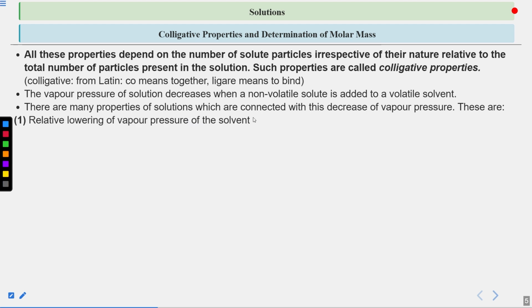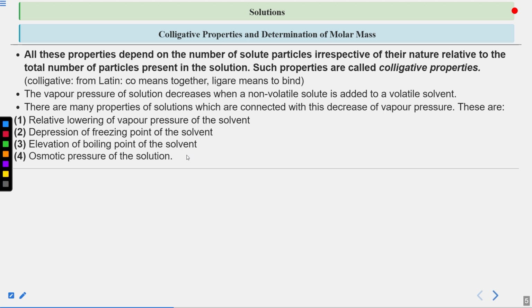The first colligative property is the relative lowering of the vapor pressure of the solvent. Second is the depression of freezing point of the solvent. Third is the elevation of boiling point of the solvent. And the last one is the osmotic pressure of the solution.